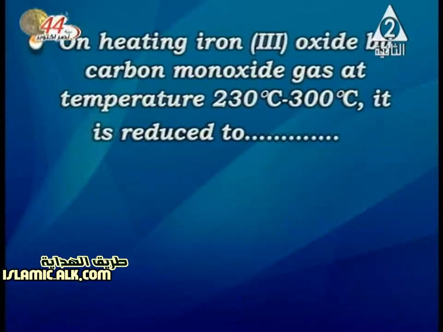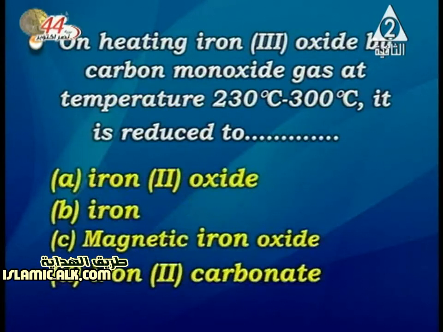Next point, on heating iron 3 oxide by carbon monoxide gas at temperature 230 degrees Celsius till 300 degrees Celsius, it is reduced to what? Iron 2 oxide, or iron, or magnetic iron oxide, or iron 2 carbonate. Yes, if you think about it, my dear student, the answer will be magnetic iron oxide.